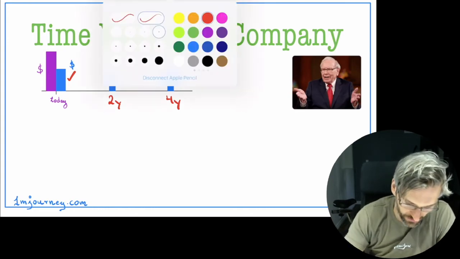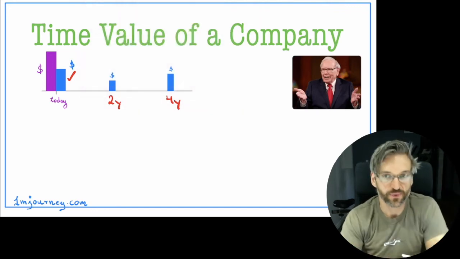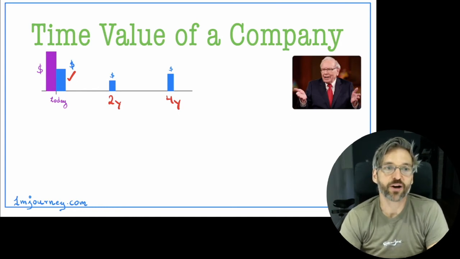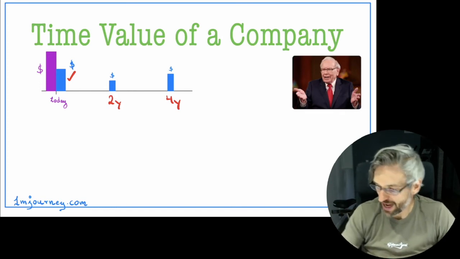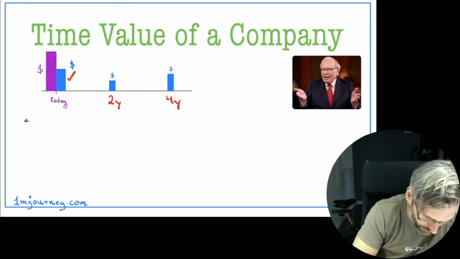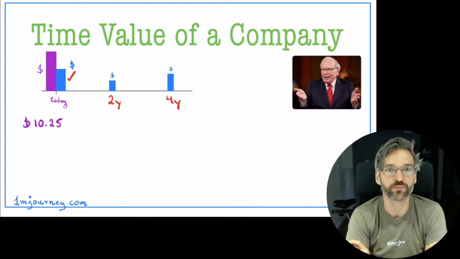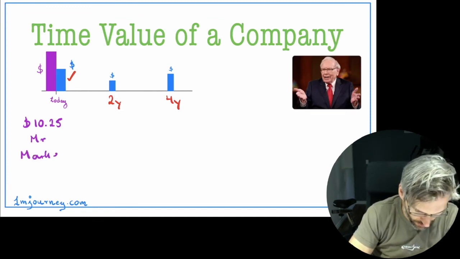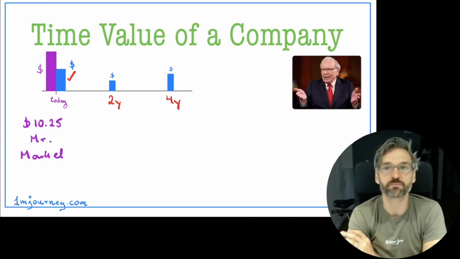So let's imagine, here I have in purple that somebody, Mr. Market, as Warren Buffett likes to say, is offering you a company, 1 share of the company, as you would see on a stock market. That particular company is being sold today at $10.25. That's what you see in purple. Mr. Market is offering you $10.25 and is asking you, do you want to buy this company?